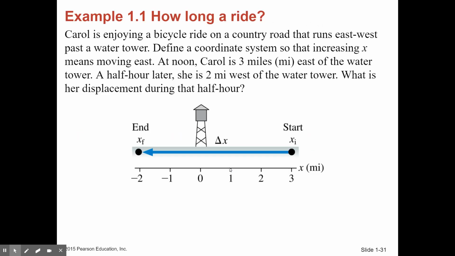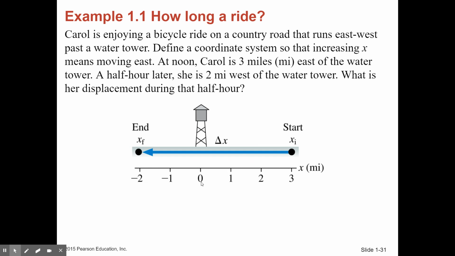All right, so how long a ride? Carol is enjoying a bicycle ride on a country road that runs east and west past a water tower. Define a coordinate system so that increasing x means moving east. They're just wanting you to note again that if we're going towards the right, those are your positive x values. So this is my coordinate system, the x.